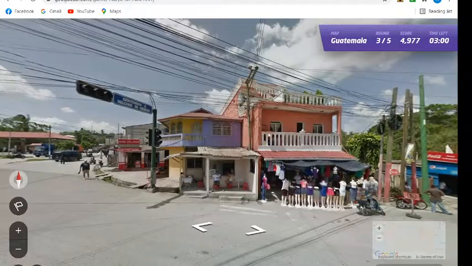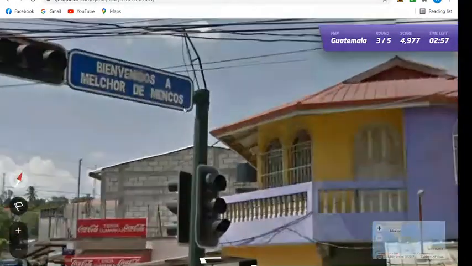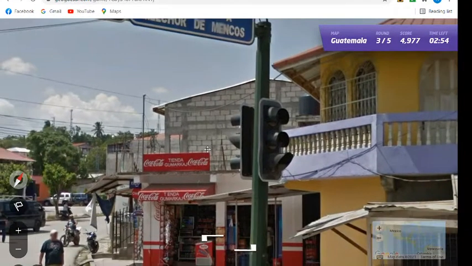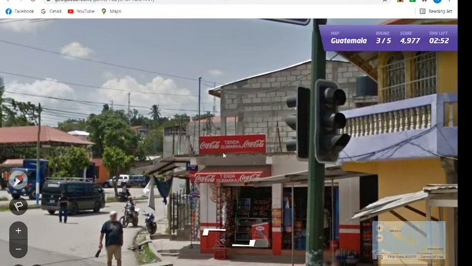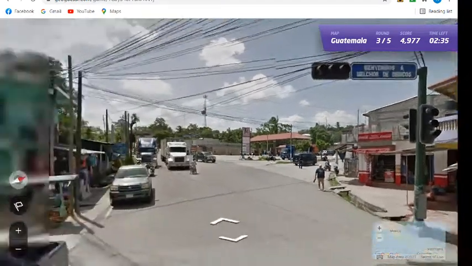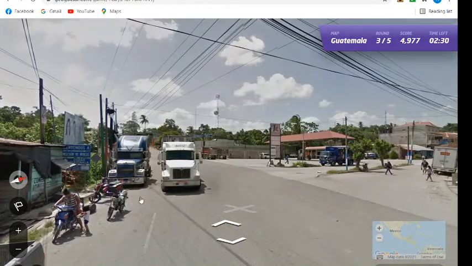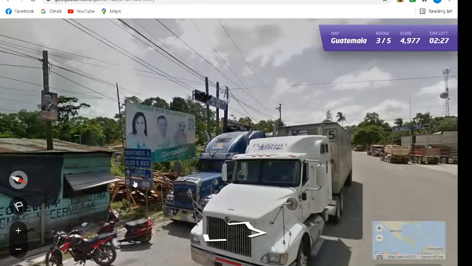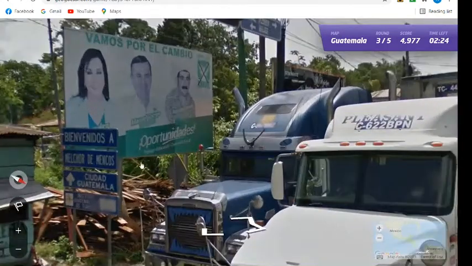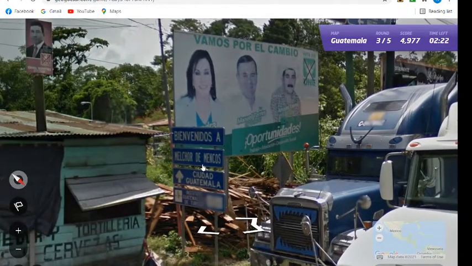Okay. Bienvenidos a Melchor de Mencos. Tienda Gumarcar. Yeah, see that J at the end of a word. That is not typically Spanish, and I've noticed that appears in Mayan languages. Specifically, you wouldn't find that in Nahuatl, right? Like a place name ending in vowel J like that. You wouldn't find that around Mexico City. That is a Mayan name.